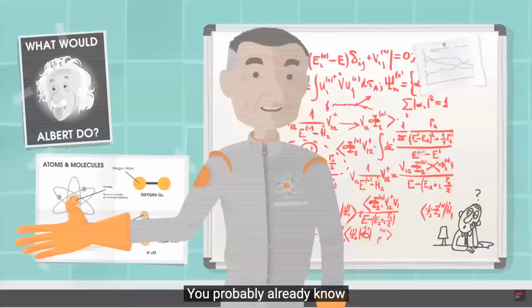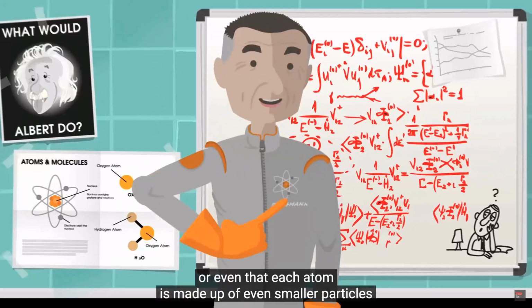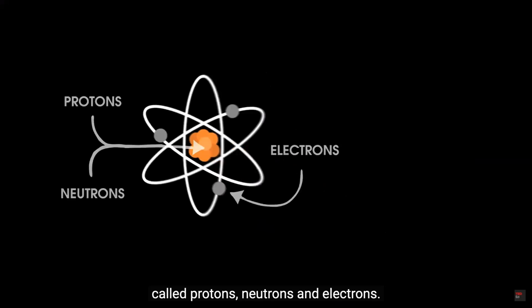You probably already know that everything is made up of little tiny things called atoms. You might even know that each atom is made up of even smaller particles called protons, neutrons, and electrons.